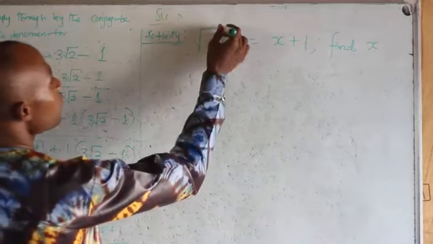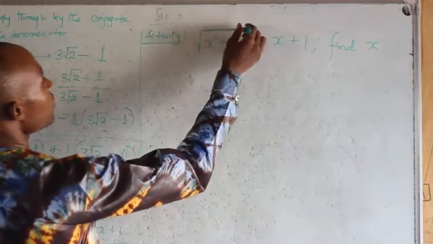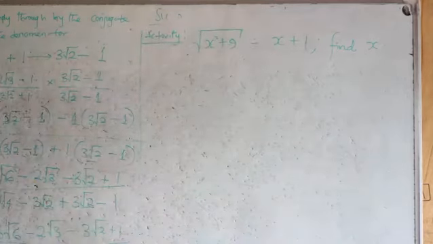We have a number in a root. We have to solve for x. What do we do? Any idea?